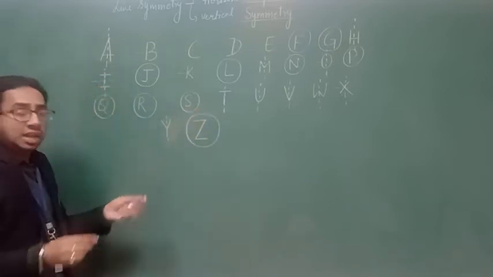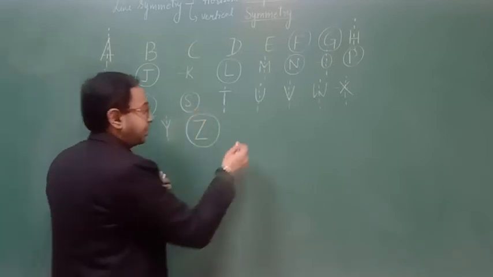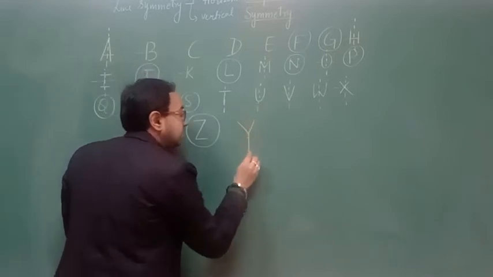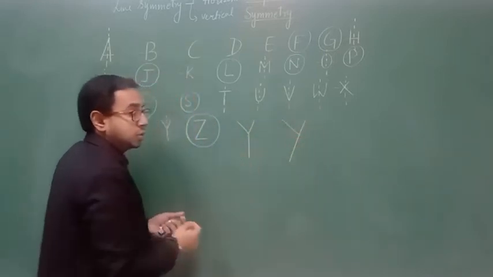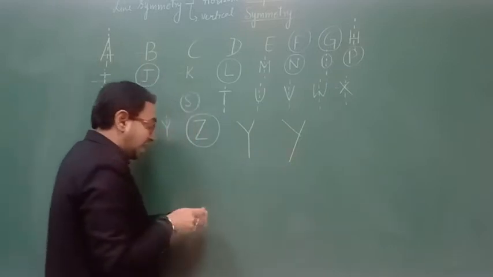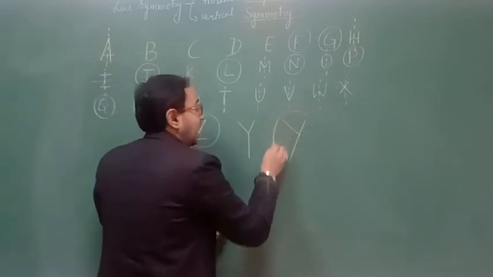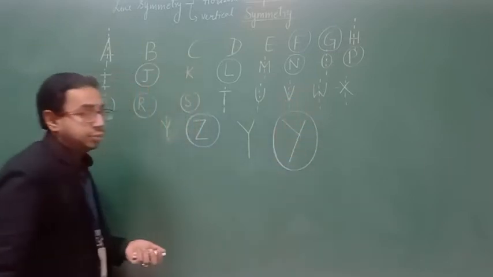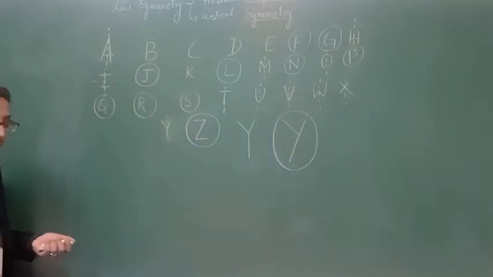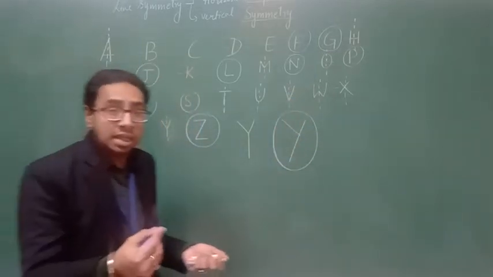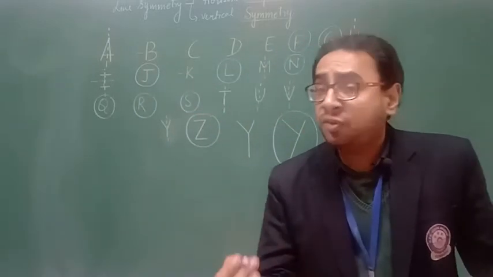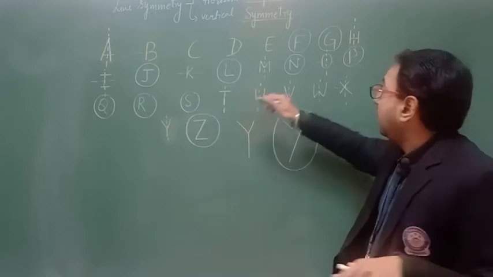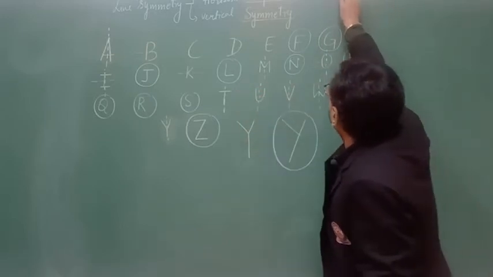Now consider, I have written Y in this form, right? Hence it looks symmetrical. Many times we write Y in this form also. If we write Y in this form, it is not having any symmetry. Do remember, it depends upon the shape, that what shape exhibits the property of symmetry. That's very, very important.